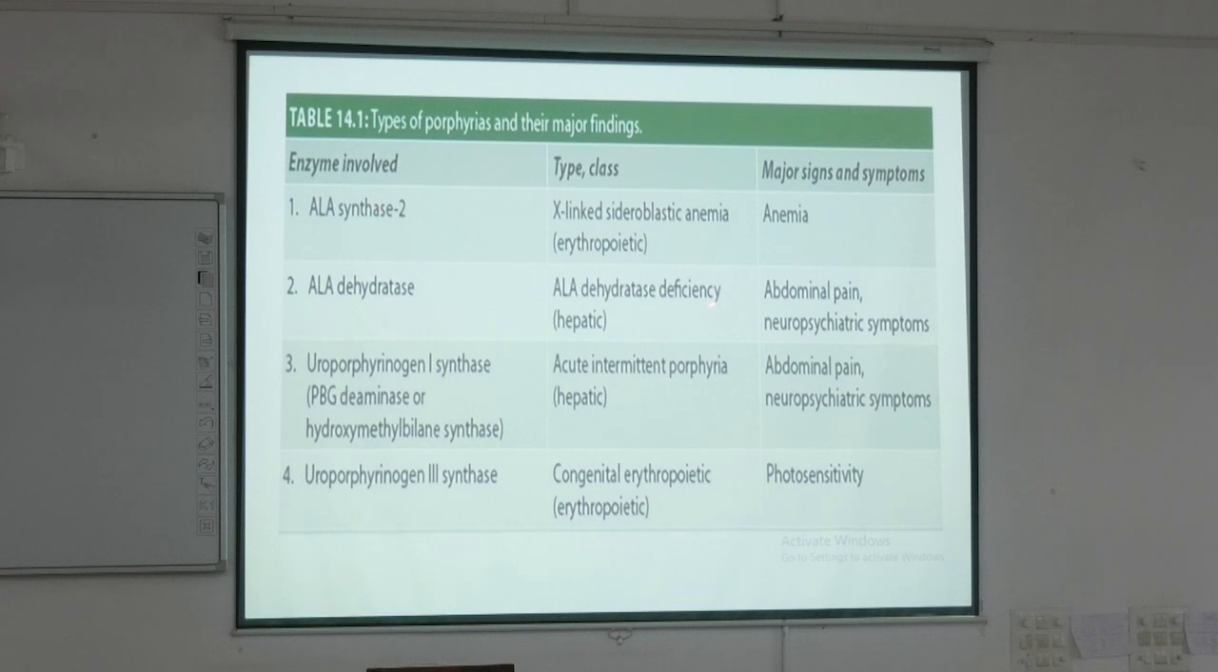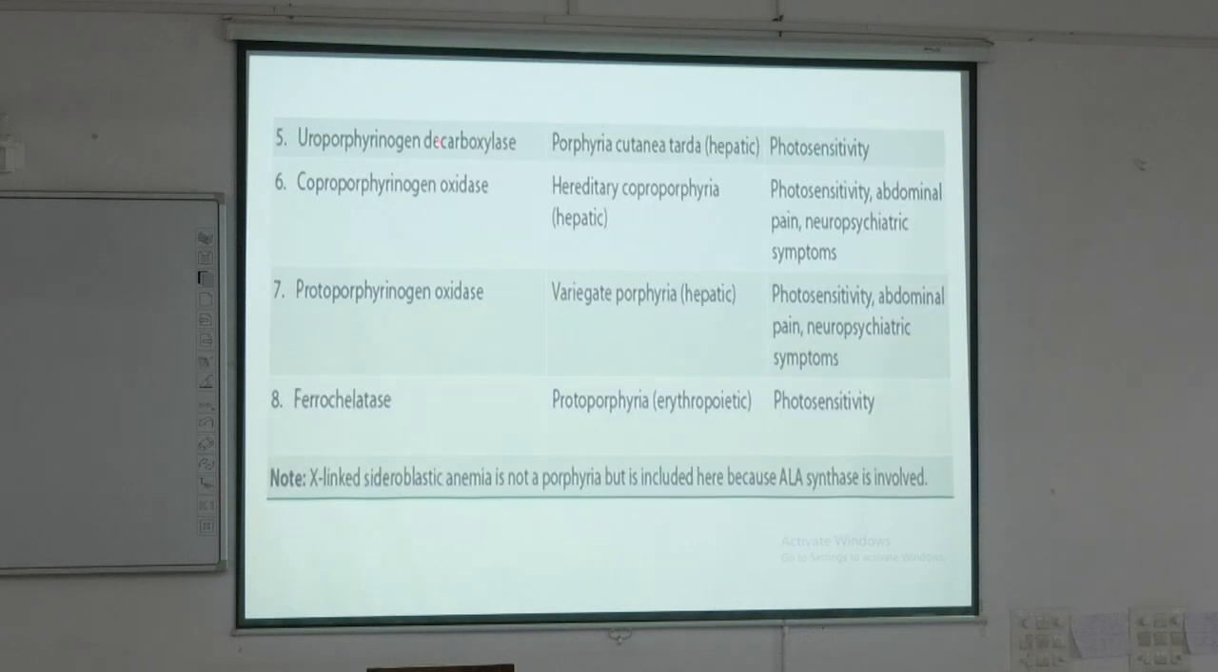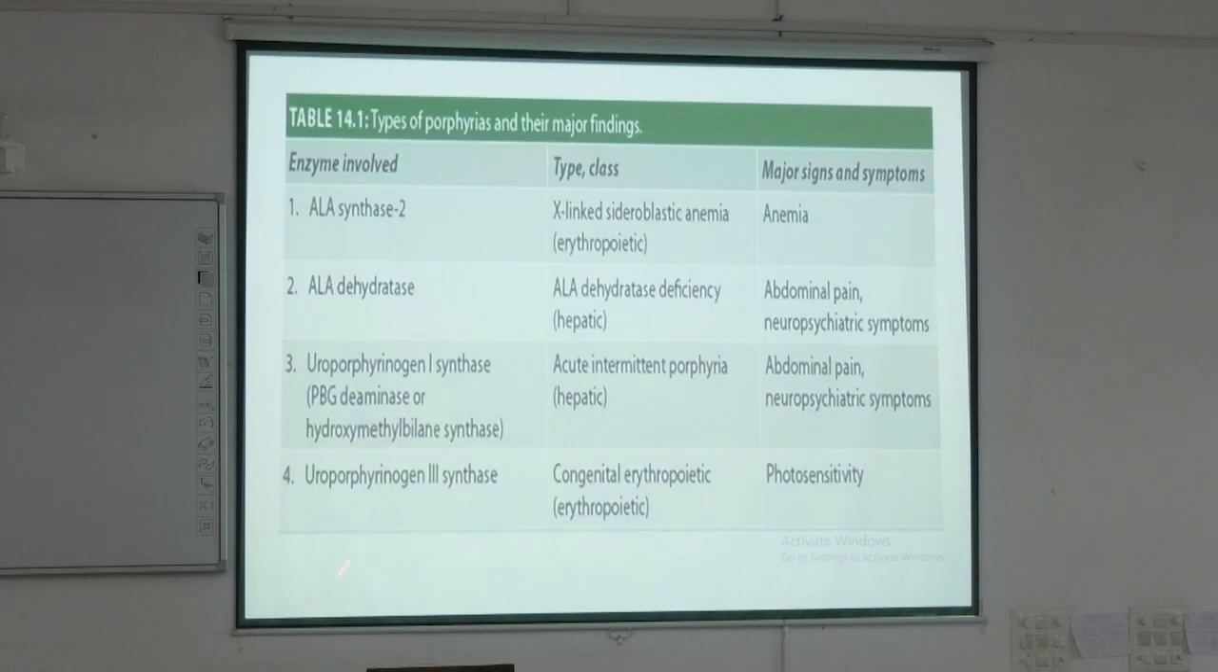in this deficiency of synthesis: ALA synthase 2, ALA dehydratase, coproporphyrinogen synthetase 1, synthetase 2, coproporphyrinogen decarboxylase. These are the enzymes which participate in this metabolic pathway, and if they are defective, porphyrias can be divided on this basis. Acute intermittent porphyria is a hepatic porphyria, congenital erythropoietic is an erythropoietic porphyria.